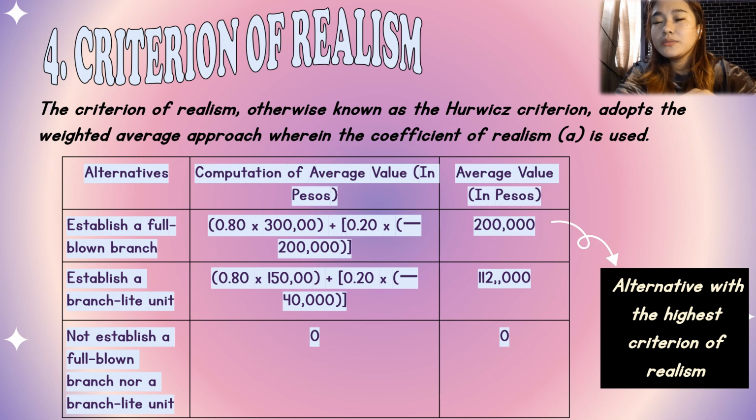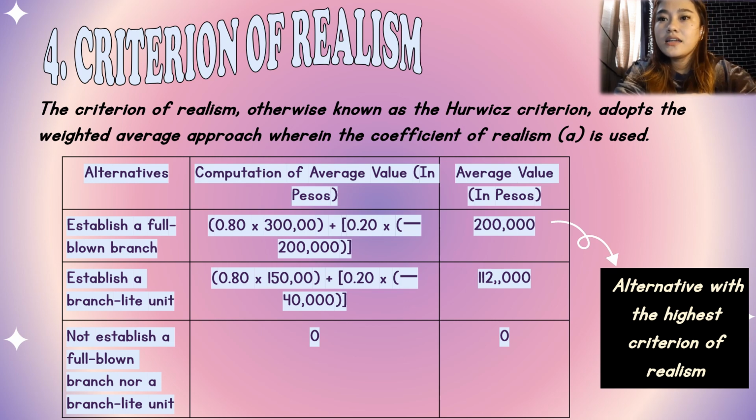So, assume that Miss Salvin Bank sets the coefficient of realism equal to 0.80. The criterion of realism is determined as follows. First alternative is establish a full-blown branch: 0.80 times 300,000 plus 0.20 times negative 200,000 is equal to an average value in peso of 200,000. And then the next alternative is establish a branch-like unit: 0.80 times 150,000 plus 0.20 times negative 40,000 is equal to 112,000 average value in peso.